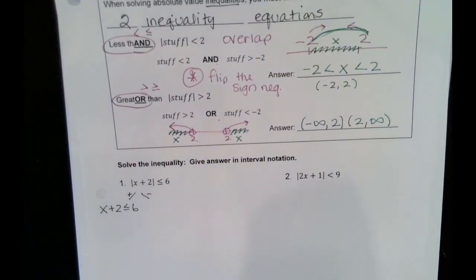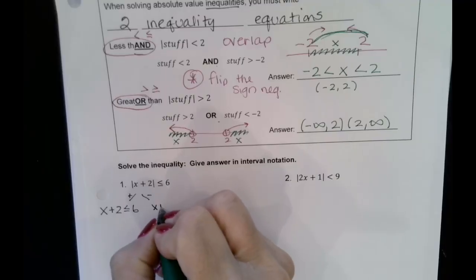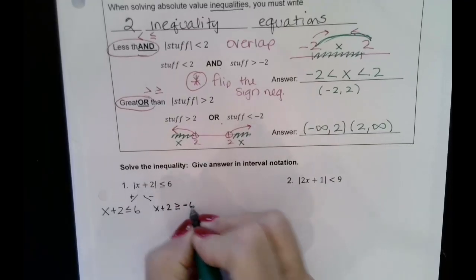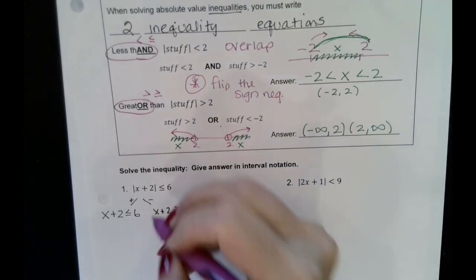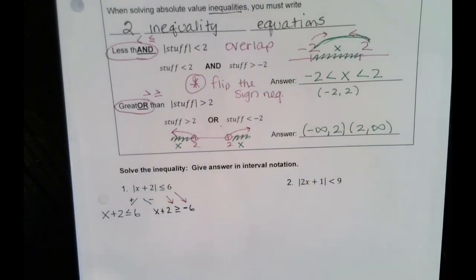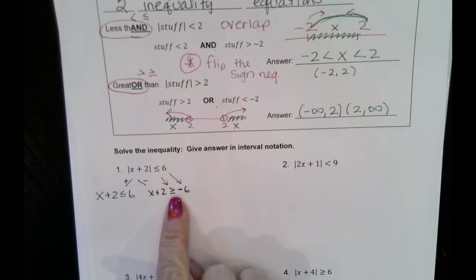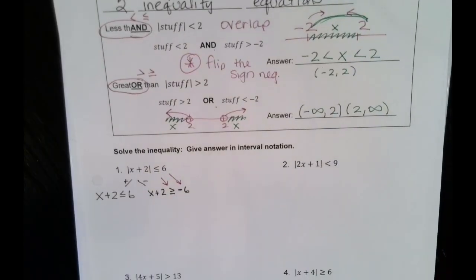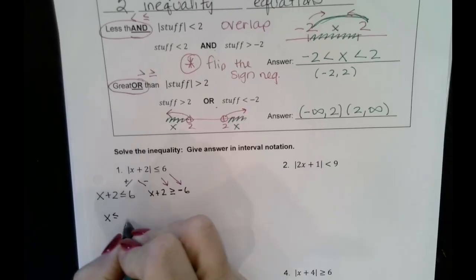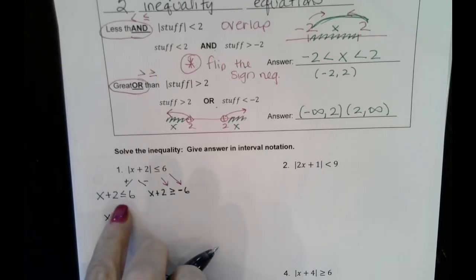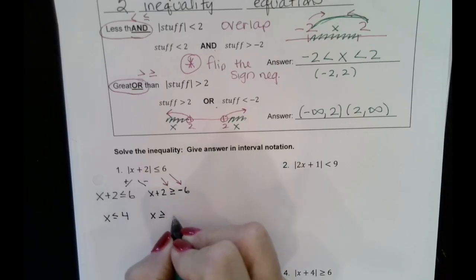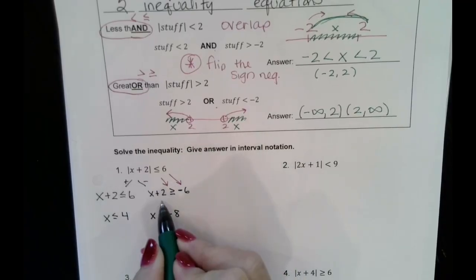So on this one, what I'm going to have is x plus 2 is greater than or equal to negative 6. So here are my changes. My sign changed, and my value of 6 went negative. So now I'm going to solve it the same way. I'm going to say x is less than 4 because I subtract 2 from both of these. And here I'm going to say x is greater than or equal to negative 8 because I subtract 2 from these.